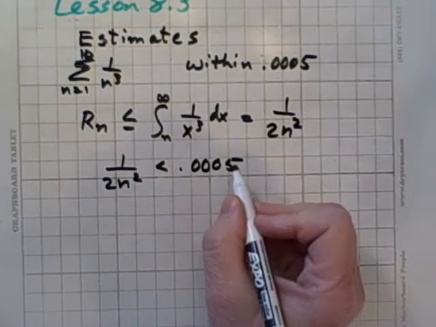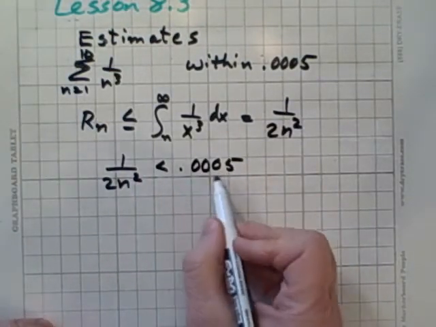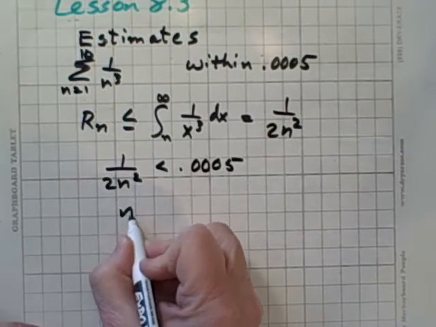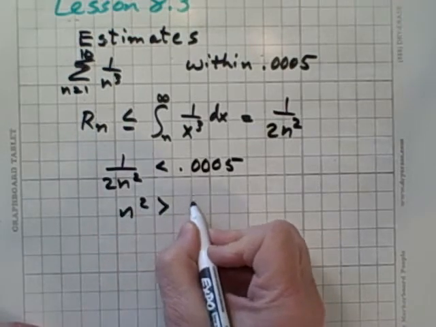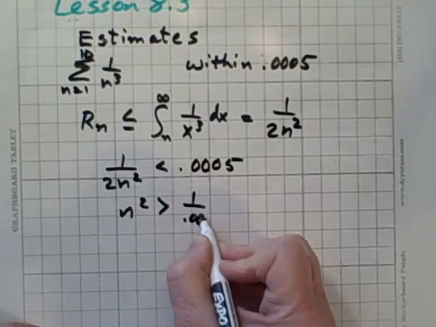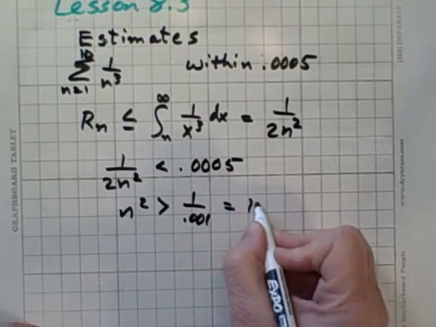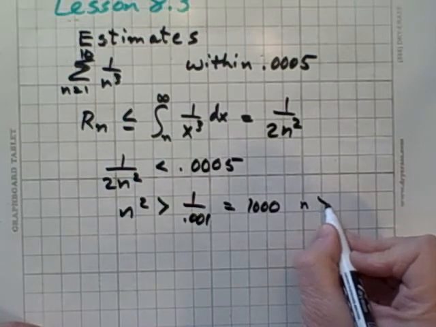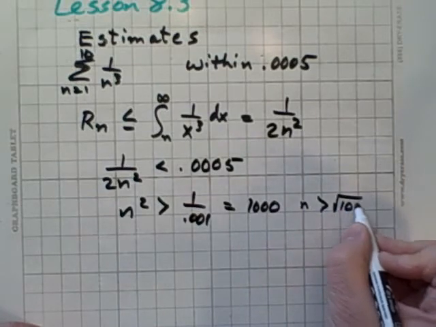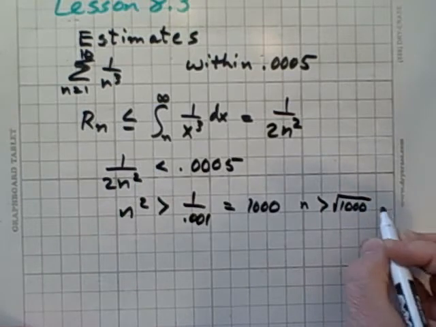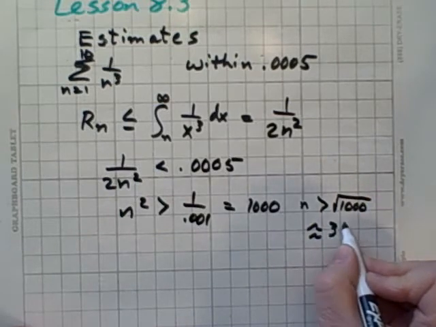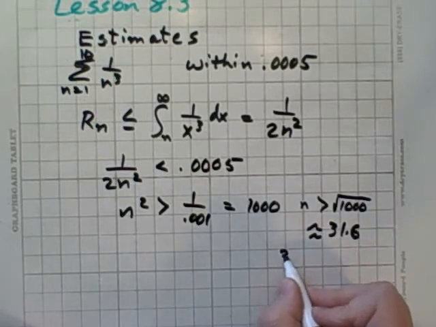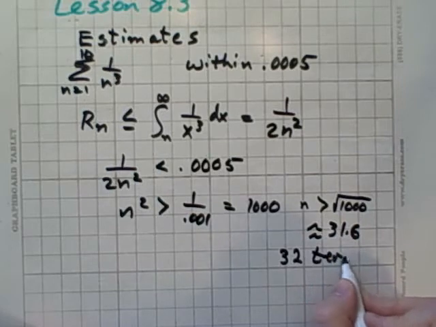Carrying out the algebra, we can multiply by n squared and divide by 0.0005, and n squared turns out to be bigger than 1 over 0.001, which is 1,000. So n has to be bigger than the square root of 1,000, and that's around 31.6. Since we are talking about integers, we would want 32 terms.